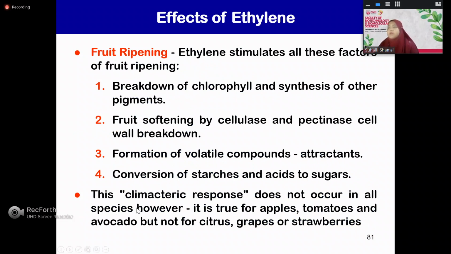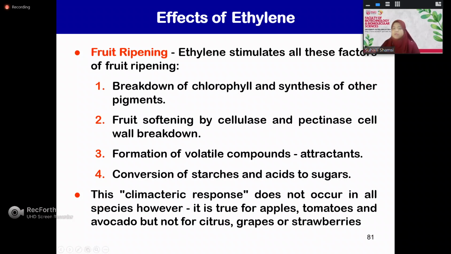Okay. So this climacteric response does not occur in all species. However, it is true for apples, tomatoes, and avocados, but not for citrus, grapes, or strawberry. Generally, fleshy fruits can be divided into two groups based on the presence or absence of a respiratory increase at the onset of ripening. So this respiratory increase, which is preceded or accompanied by a rise in ethylene, is called a climacteric. So any ripening of the fruits that is accompanied by ethylene, we call climacteric fruits.